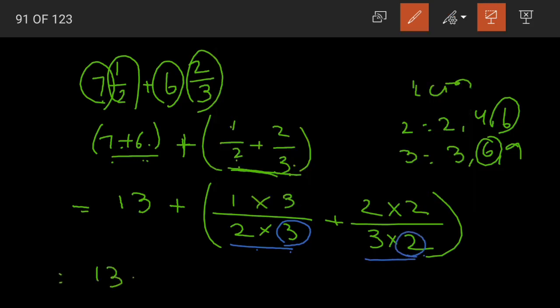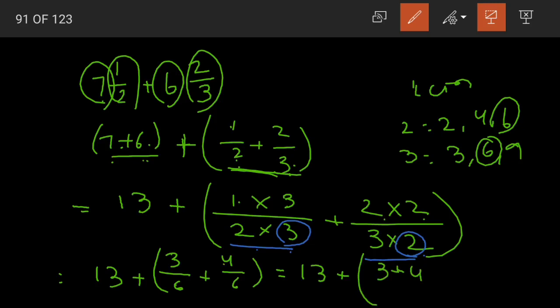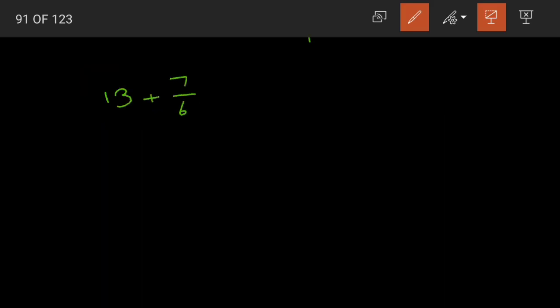Now if we add them together, 1 into 3, 3 divided by 6, plus 2 into 2, 4 divided by 6. Then 13 as it is, children, we will not touch the whole number. First we'll complete the addition of the fractions and then we combine it with the whole number. 3/6 plus 4/6 is 3 plus 4 whole divided by 6. That is nothing but 13 plus 3 plus 4, 7, is 13 plus 7/6.